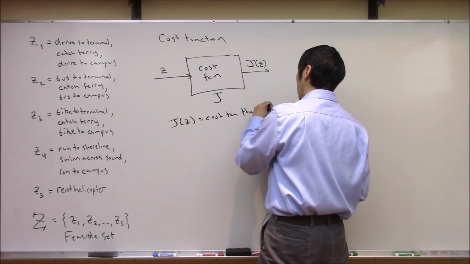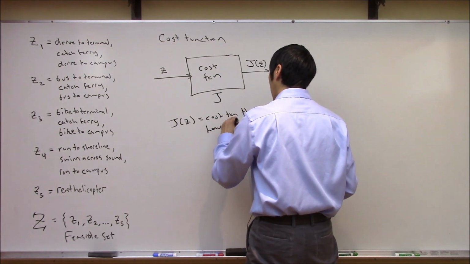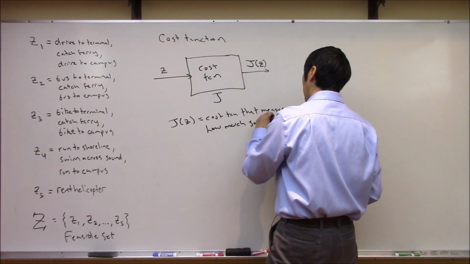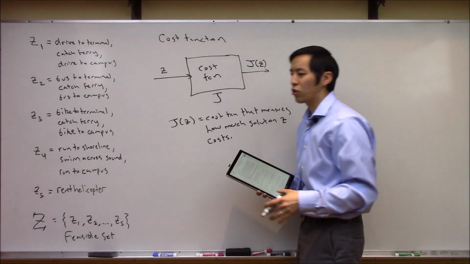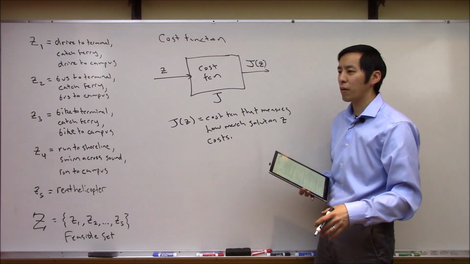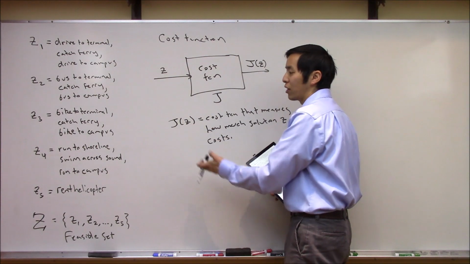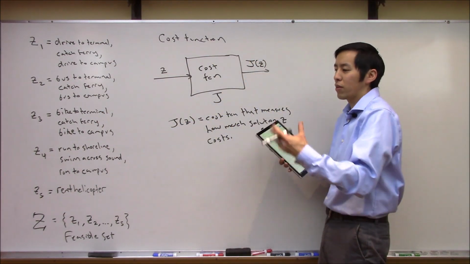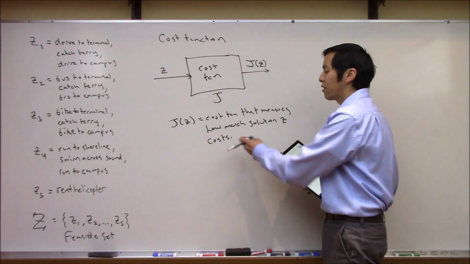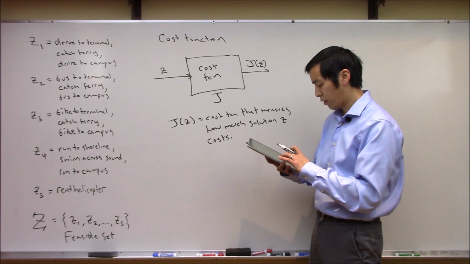that measures how much solution z costs. So this could be in terms of dollars or any other abstract metric, as long as it's a scalar value. You pass it in an action, and an action could be something complicated like all of these, or it could be a vector, it could be some item. It's some solution. This thing gives you the number of dollars here. It gives you a single value which measures that.